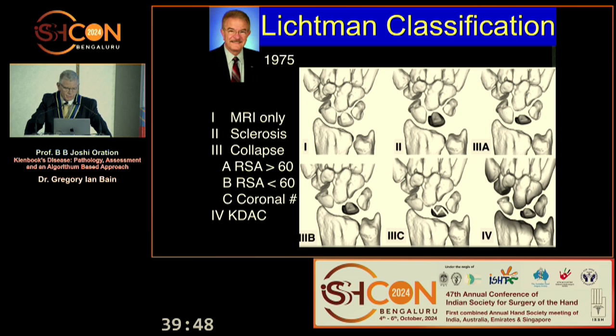It goes from grade 1, where you might only identify it on MRI, grade 2, sclerosis, collapse, and then it starts to involve the wrist with grade 3B, the scaphoid going into flexion, showing that there's a collapse of the radial column, and leading to grade 4, which is a KDAC, or Kienbock's disease advanced collapse.